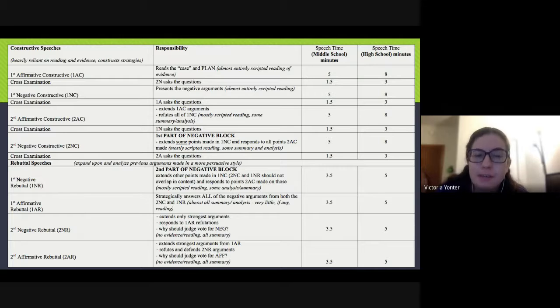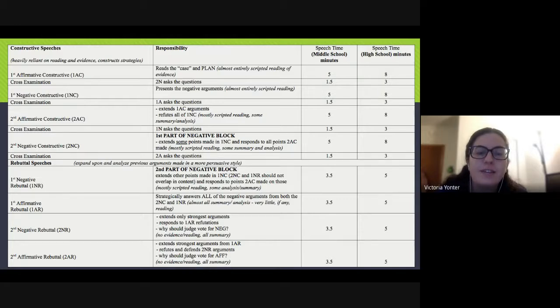And so they extend some of the points in the 1NC and respond to the 2AC. Again, they'll be reading a lot of evidence, and some summary will start to happen here. And they'll do explanation of their case and explanation of the arguments that they read in the 1NC. And then, again, the 2A asks the questions. And then the rebuttals start, which is to expand upon previous arguments made and really include your persuasion here. Persuasion is the most important part of the rebuttals.